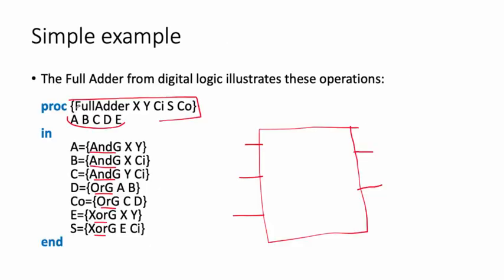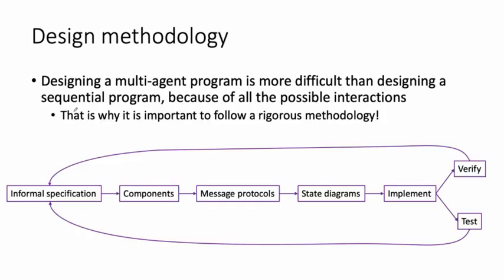So now we're going to see how to build systems. Notice it's hard because of all the possible interactions. Anybody can send messages to other agents, and messages can be coming in all the time. It's an extremely concurrent system. It's kind of messy, so you have to be very careful. So here's a methodology that I'm going to show you, which is you start with an informal specification, and then it gets more and more precise.